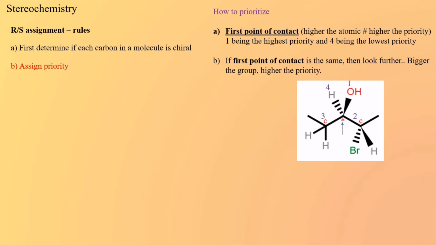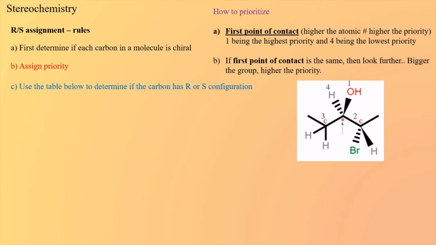Between 2 and 3, the war is not won because the highlighted carbon that we're working with is attached to carbon on both sides. So the war is not won there. So we look further to what those carbons are themselves attached to. The carbon on the left has 2 hydrogens, the carbon on the right has a Br and a hydrogen. Br is a higher atomic number than the hydrogens on the left, so that's where the war is won. And then the carbon on the right gets the second priority, the carbon on the left gets the third priority because carbon is still bigger than hydrogen, which is in the number 4 spot.